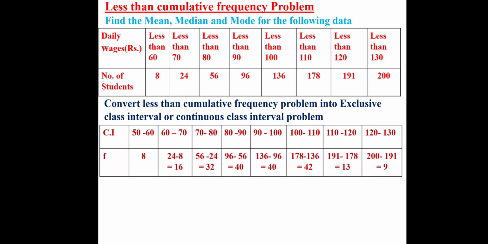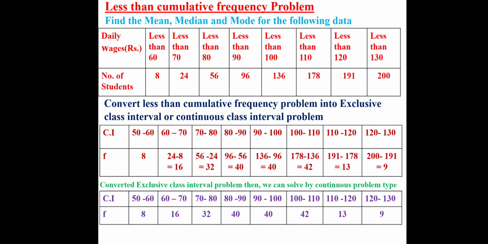We converted the class intervals. What about the frequency? The frequency also needs to be converted. The first frequency as it is, you write 8. The second frequency is 24 minus 8. The third one is 56 minus 24. The fourth is 96 minus 56. The fifth is 136 minus 96. The next one is 178 minus 136, then 191 minus 178. Like that we find out. So we will get 8, 16, 32, 40, 40, 42, 13, 9. Then we can solve it as a continuous problem.